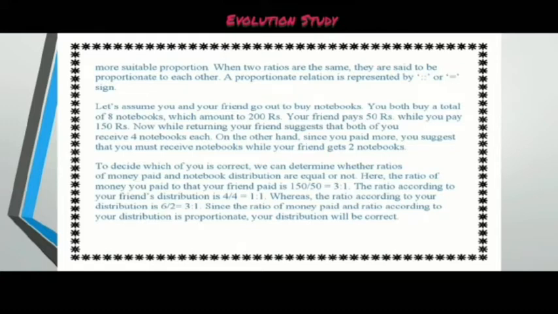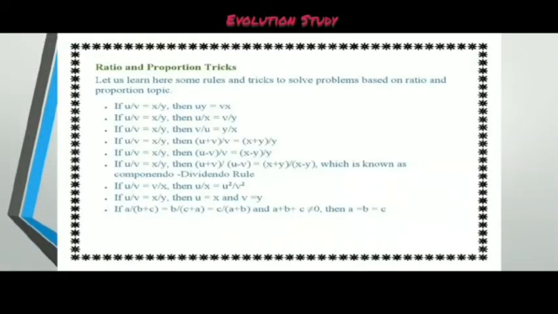Hence, the ratio of money you paid to what your friend paid is 150 divided by 50, which is 3:1. The ratio according to your friend's distribution is 4:4, which is 1:1. The ratio according to your distribution is 6:2, which is 3:1. Since the ratio of money paid and the ratio according to your distribution are proportionate, your distribution will be correct.